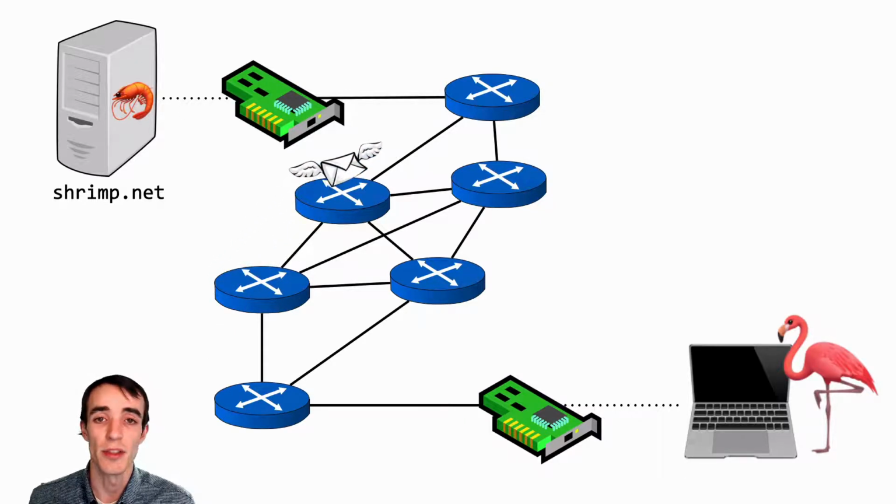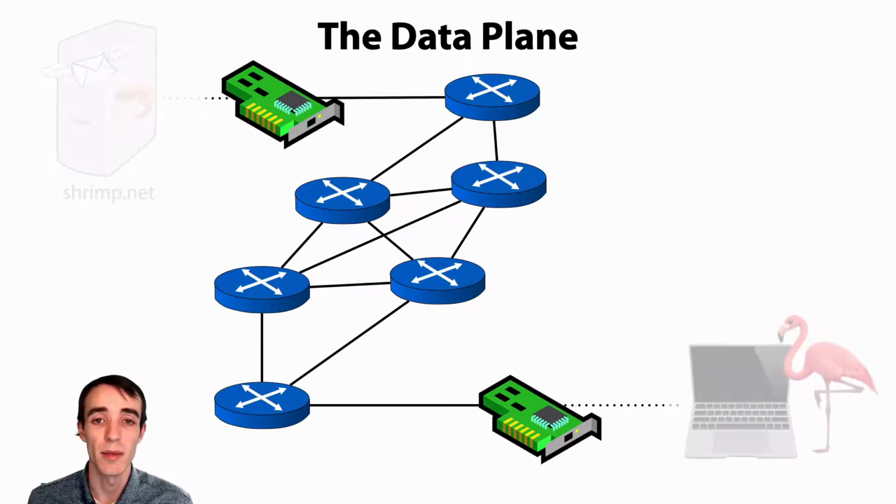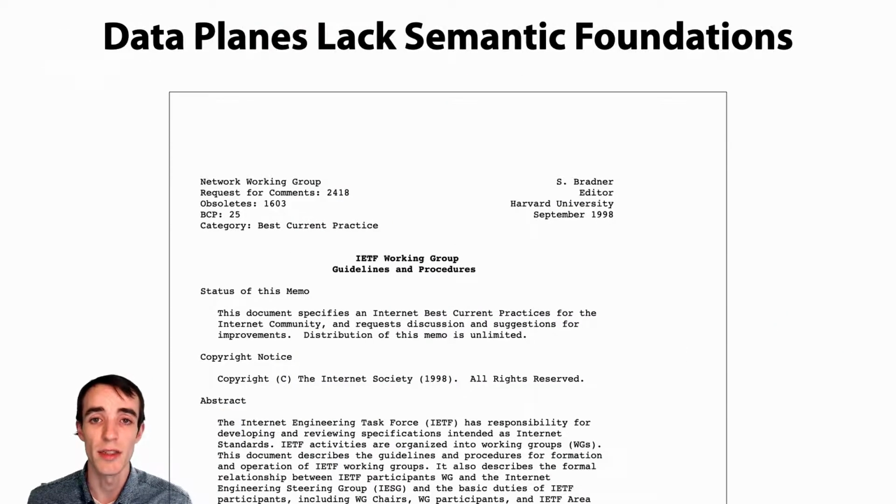There's more to networking than just forwarding packets. You have to decide where they're going to be forwarded to, and all that. But the responsibility of handling packets is what makes this the data plane. It's the foundation of all networking, but it lacks a semantic foundation of its own. This is largely for historical reasons.